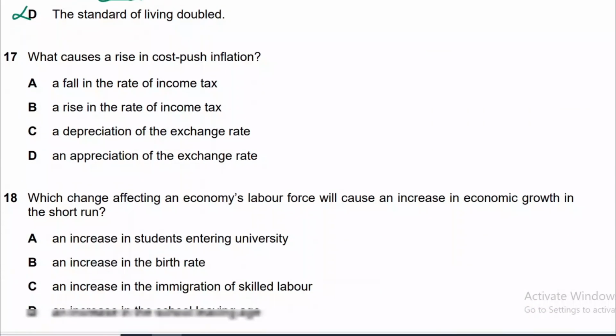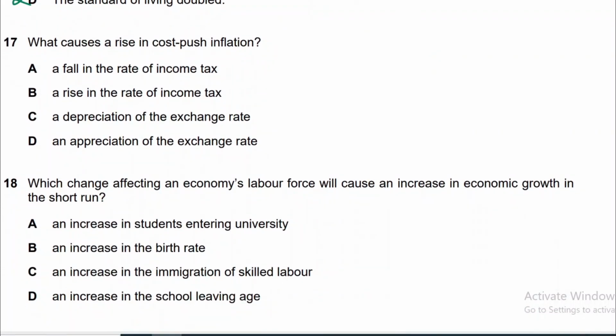Question number 17 is what causes a rise in cost push inflation. Cost push inflation is a type of inflation which is caused by an increase in the cost of production and a decrease in aggregate supply in the economy. So for this, a fall in the rate of income tax. Income tax is a demand side factor, so it will cause demand pull inflation instead of cost push inflation, so we will cross this option.